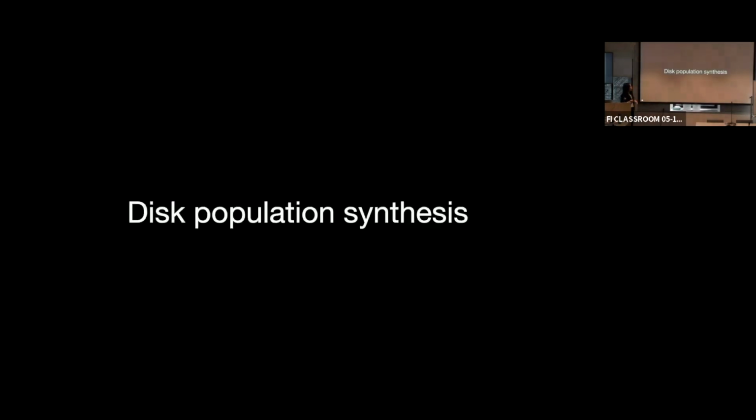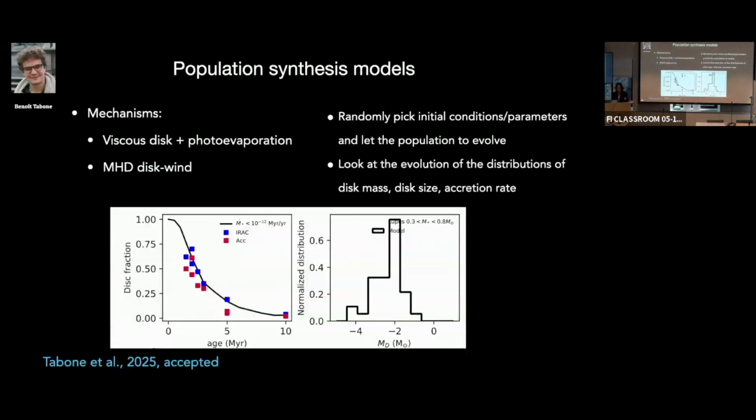Okay. So of course, we wanted to do our gas evolution and to test the viscous evolution and the MHD disk wind evolution. For this one, we tried population synthesis models. This was mainly carried out by Benoit Tabone. So our approach is, we take our observables and do a random start of initial conditions and then let the population evolve. And we compare with our observations to see what parameter space is allowed in order to reproduce the observations.